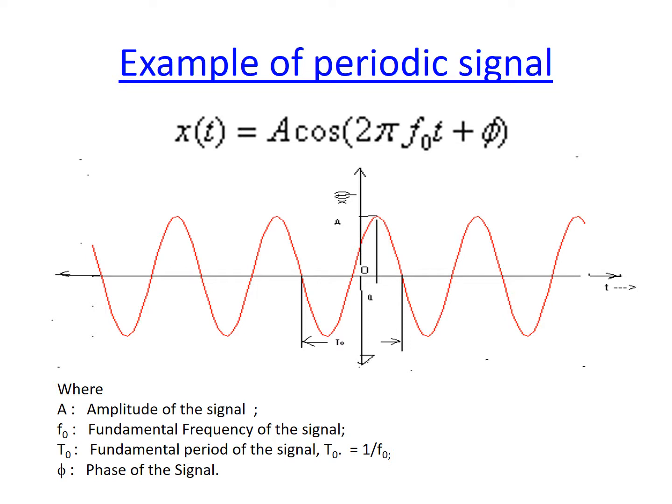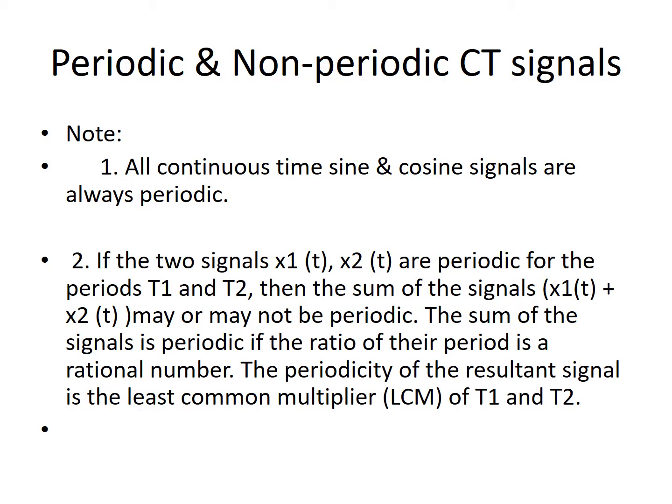Now observe that this period T0 is the time required for one cycle. This cycle is repeated infinitely, from minus infinity to plus infinity. Due to this, such types of signals are called periodic in nature. Remember, all continuous time sine and cosine signals are always periodic. The period may be a rational number, an irrational number, or a fraction, but individually all continuous time sine and cosine signals are always periodic.